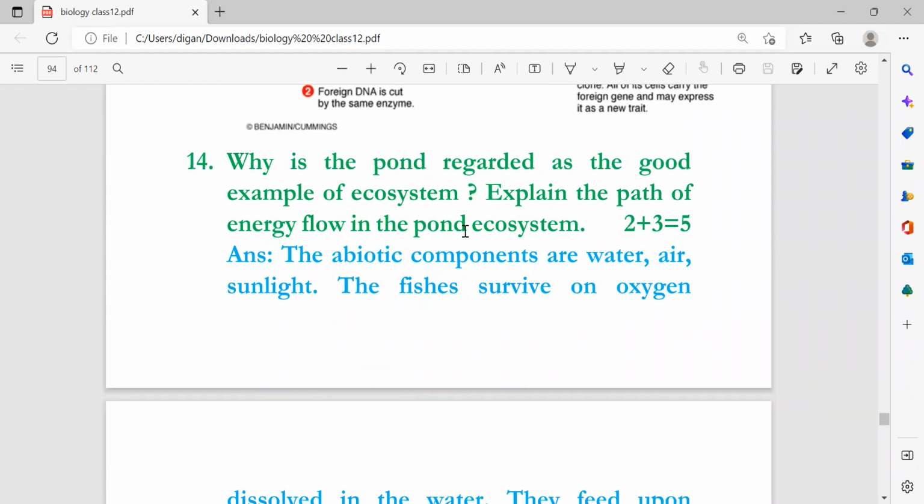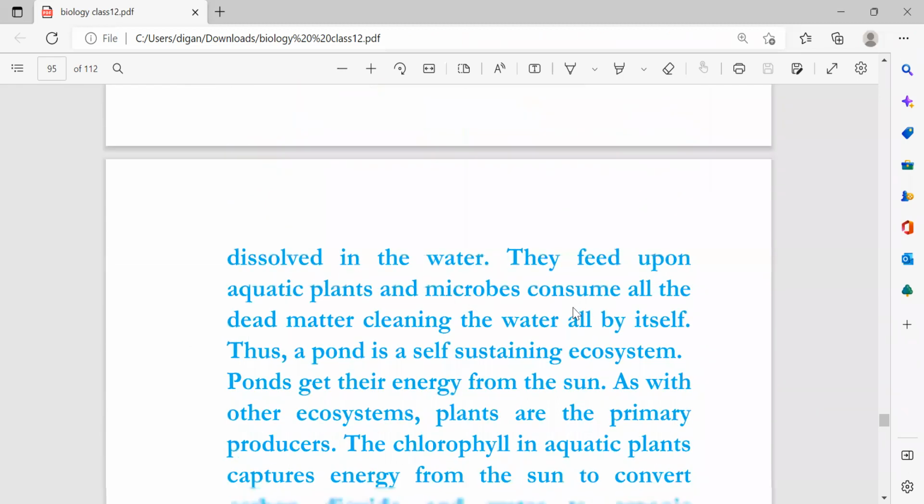Next question: why is the pond regarded as a good example of an ecosystem? Explain the path of energy flow in the pond ecosystem. The abiotic components are water, air and sunlight. The fishes survive on the oxygen dissolved in water. They feed upon aquatic plants, and microbes consume all the dead matter, cleaning the water all by itself. Thus a pond is a self-sustaining ecosystem, means everything is present in the pond itself. That's why it is counted as a good ecosystem.